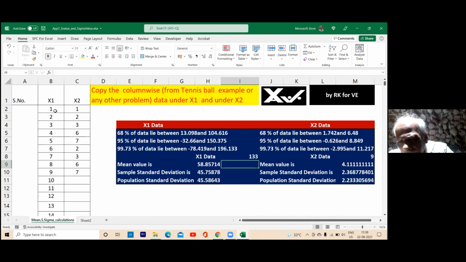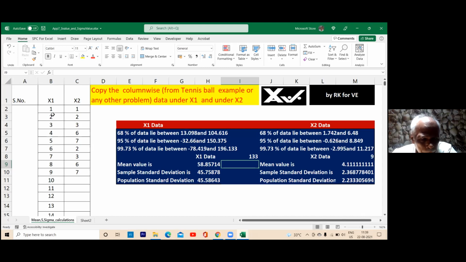Was a cab driver problem given to you? There are two cab companies. No, sir. Okay, doesn't matter, no problem. So you have the data here, X1 data, X2 data. How many datas are given? Two. Two different data. You want to compare the two data, right? So we are going to show descriptive analysis. This is descriptive analysis: mean value, sample standard deviation.